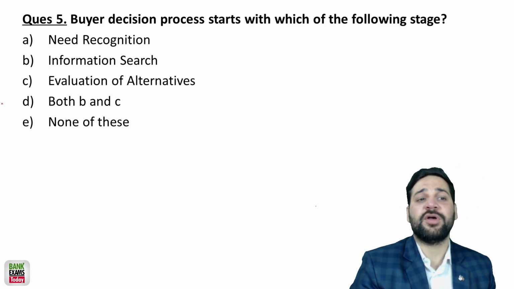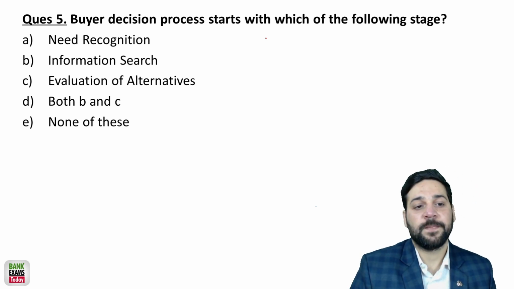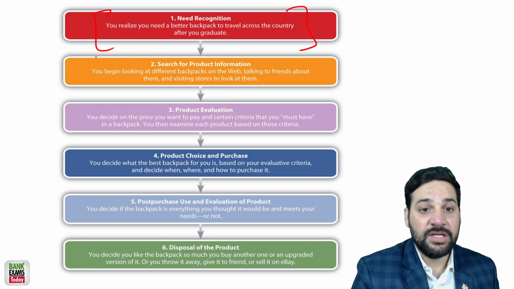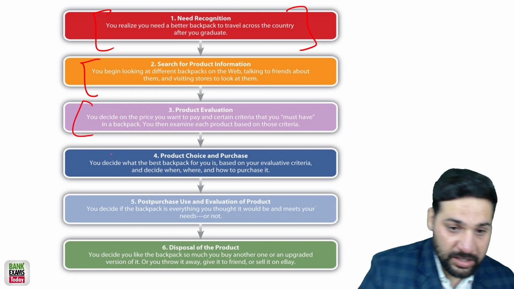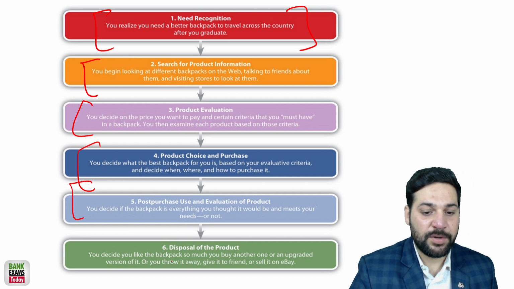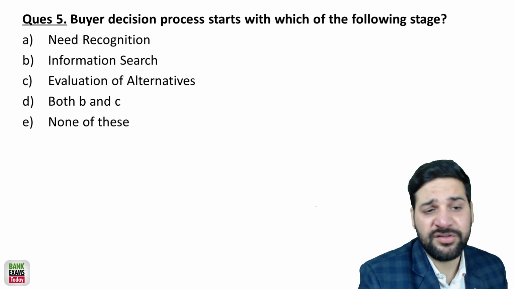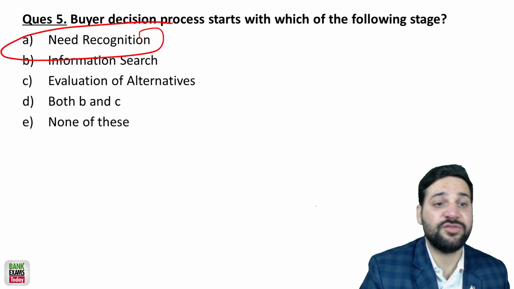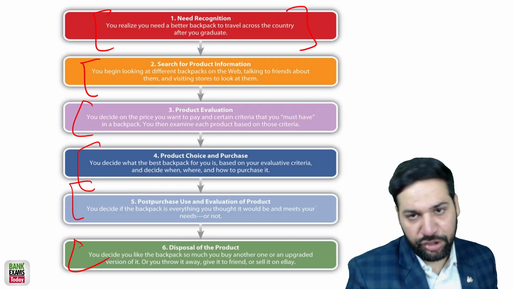The buyer decision process starts with, suppose you want to buy something, what should be the first step? That is need recognition. You start with need recognition, then you search for product information, then you evaluate the product, and then there are product choices. You compare, and then you use it. There is evaluation of the product, and then disposal of the product. So that is the whole buyer decision process, and it starts with need recognition. First of all, you decide that yes, I need this product, and then you do your research, and then you search for the product, right?